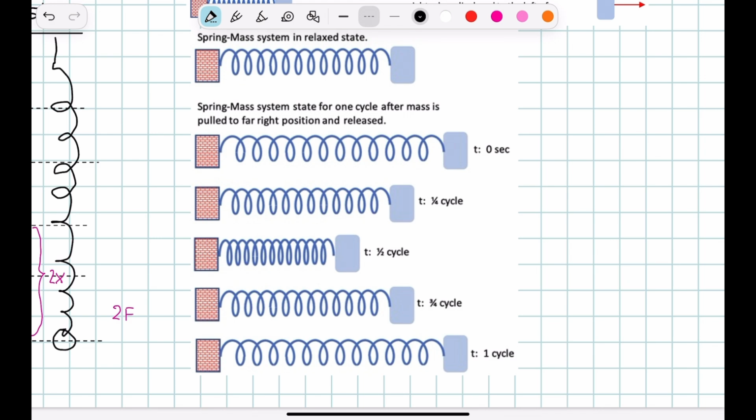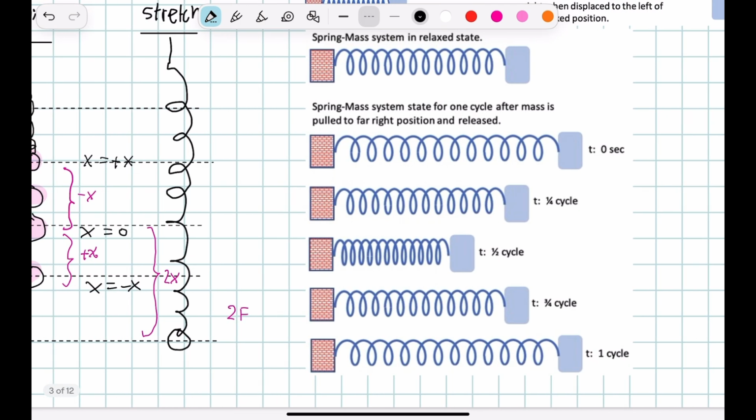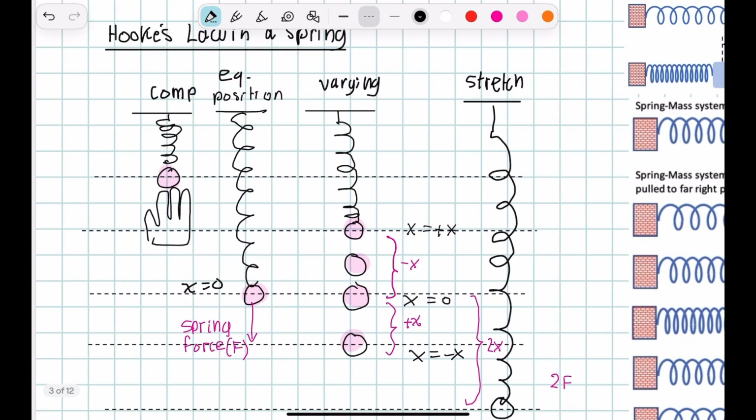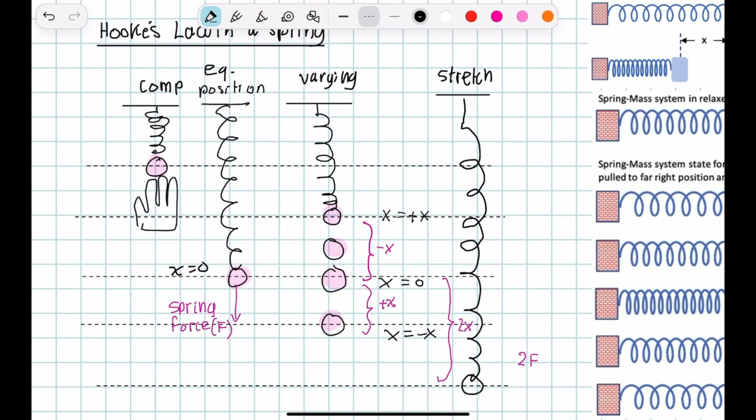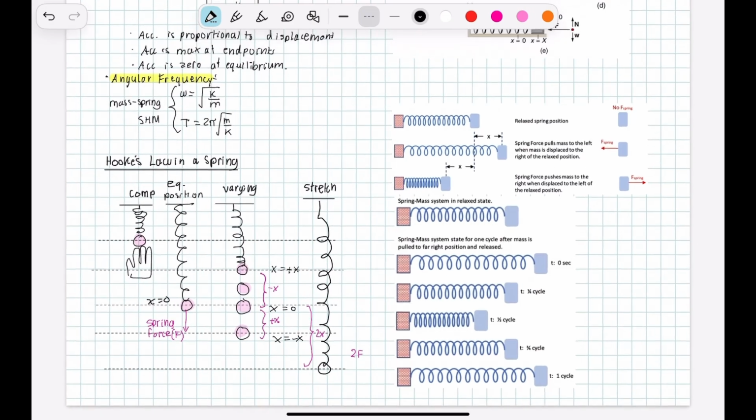So we can see that this can be modeled with a sinusoidal graph, which we'll see later at different points and stages of its cycle. Again, here we can see how the spring looks when it's compressed, how it is when it's at 0 displacement, and here when it's varying at different levels. So this difference is negative x, and this is positive x, and that's the equilibrium position, and then this is the stretch. 2 times the force and 2 times the displacement.